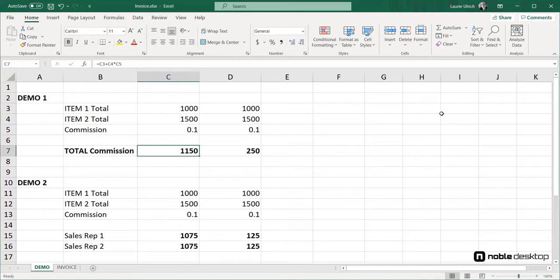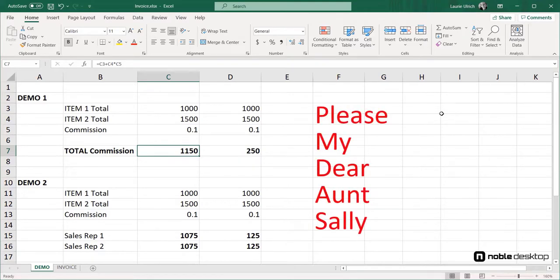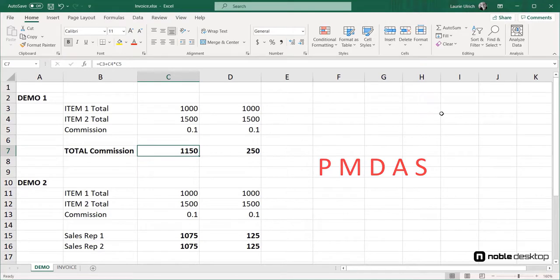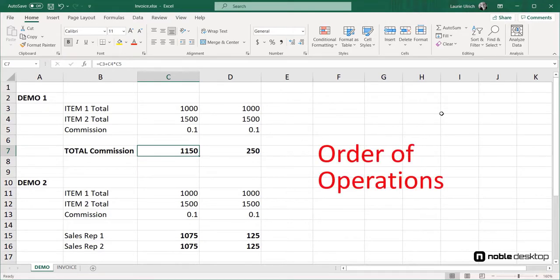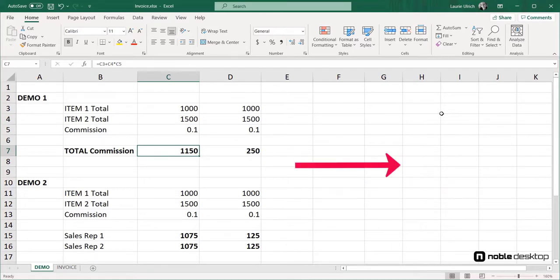difficulty. You may remember, as I do, from grade school, the phrase, "Please, my dear Aunt Sally." This stood for PMDAS, which is meant to remind us of what's known as the order of operations. What does that mean? Well, formulas are done left to right, and the steps or operations in a formula are then performed in the following order.